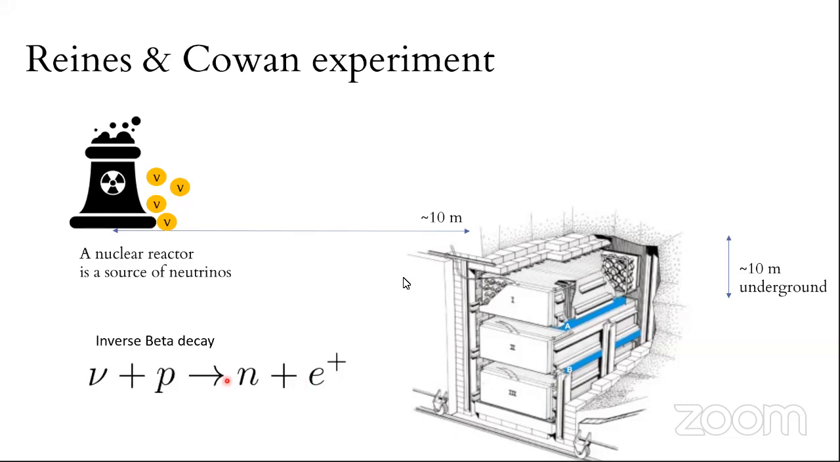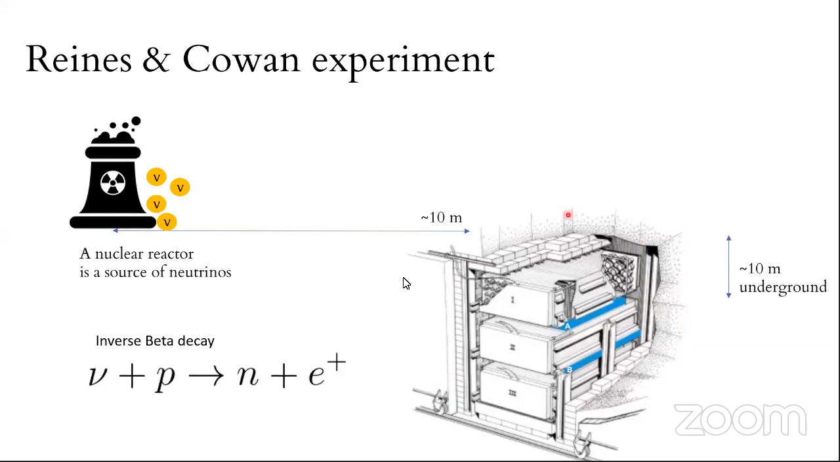So if you find a mechanism of identifying these two particles in the final state, then it's a signature of a neutrino interaction. What you need for this reaction to take place is a source of neutrinos, which is the reactor. And we also need a target containing a lot of protons. Now, water is a good source of this. Water is H2O, and hydrogen is just a proton. So if you have water, then you have the target material for the neutrinos.